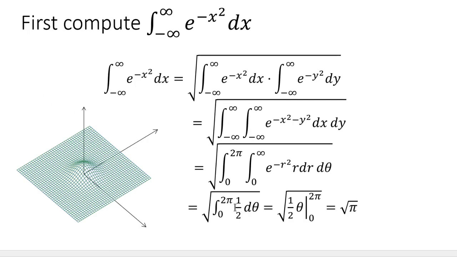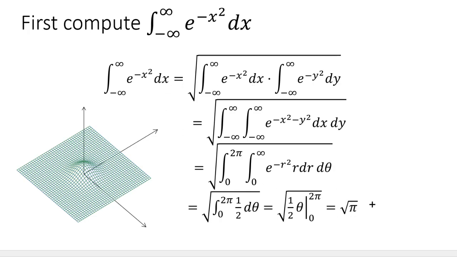Okay, so we have this positive 1/2. We're going to integrate this. The integral of 1/2 is 1/2 theta because we're integrating by theta. Then you plug in 2 pi and 0. When you plug in 2 pi, divided by 2 is pi. If you plug in 0, you don't get anything. And that's how you get this result.